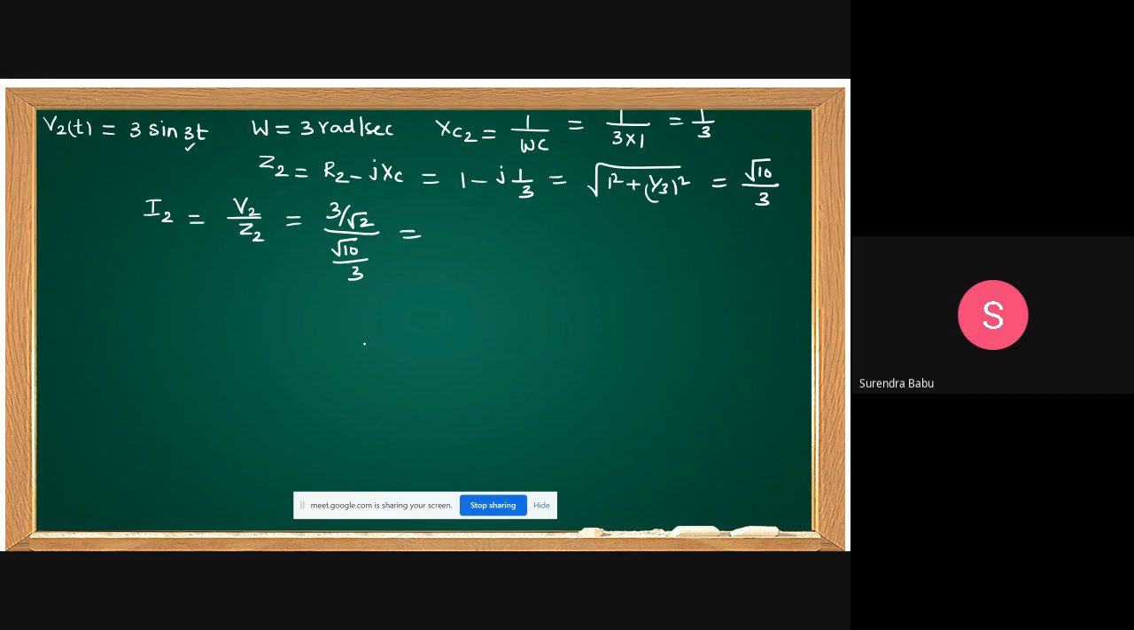Yes. How much can you get? Come on, do this. This is 9 by root 20. Is it correct? Next, V3 of t is connected.